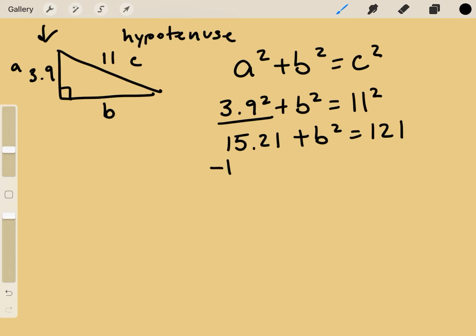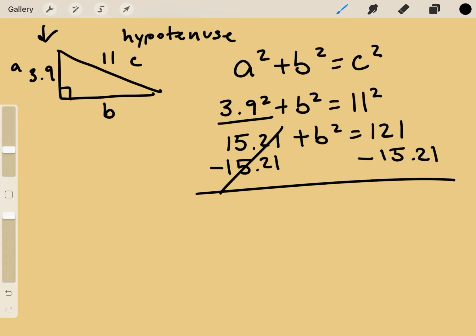Then to solve this, we're going to subtract 15.21 from both sides. It'll go away over here and we'll be left with B squared is equal to 105.79.